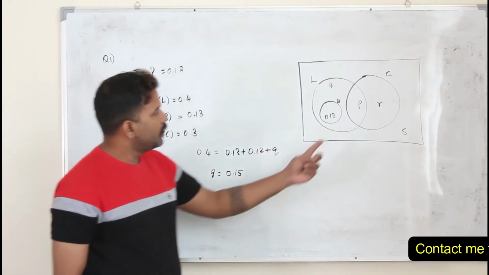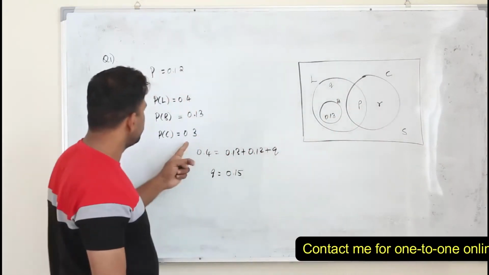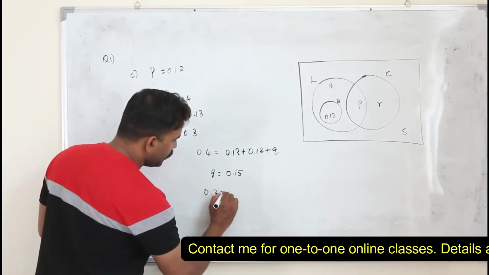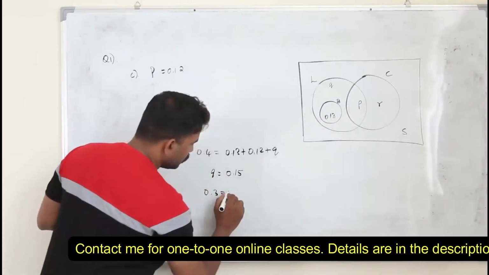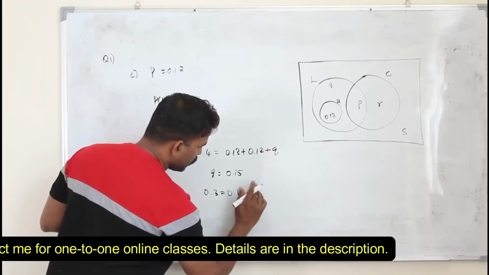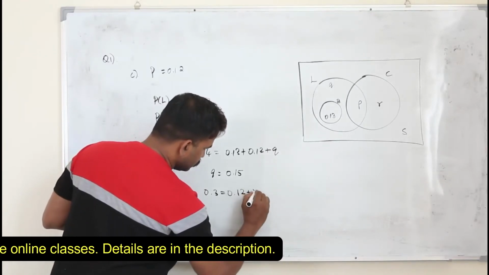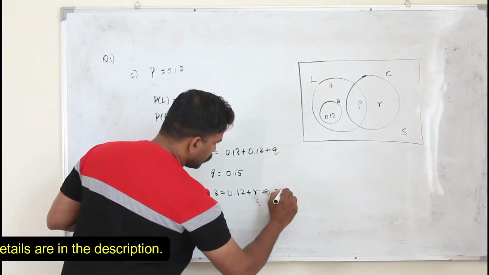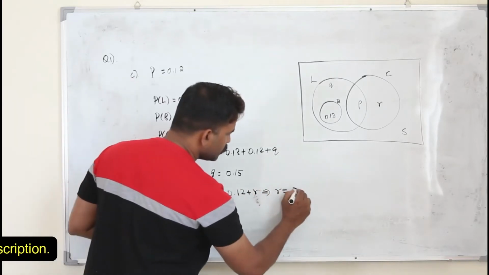And in the same way, you can find P of C. P of C is 0.3. 0.3 is P plus R. P is 0.12 plus R. So R will be 0.18.